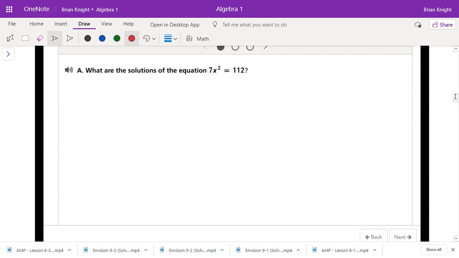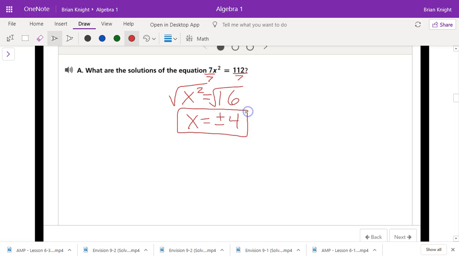A little harder. 2 steps. What are we going to do? Divide by 7. That will be x squared equals, let's see here, that would be 16. Now what? Take the square root. Positive and negative 4. Okay? Any questions about how to do that? Same type problem, they'll just give you an extra step. Everybody good?